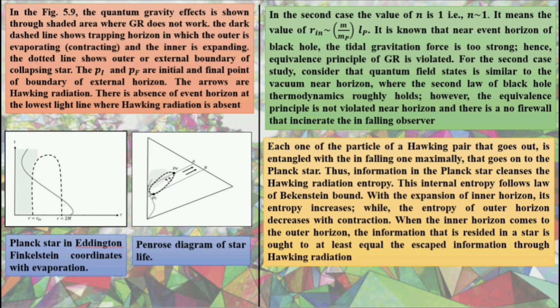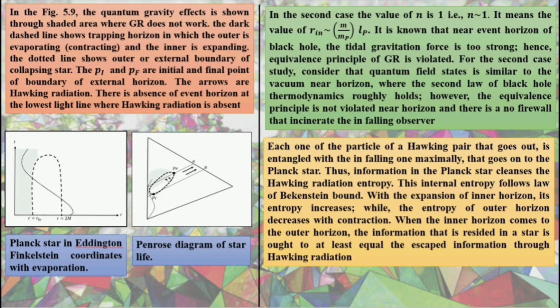In the second case, where the value of n is 1, it means that the value of R is approximately equal to (m over mp) in brackets, times lp. It is known that near the event horizon of a black hole, the tidal gravitational force is too strong, hence the equivalence principle of general relativity is violated.